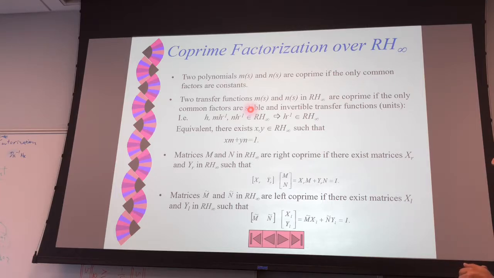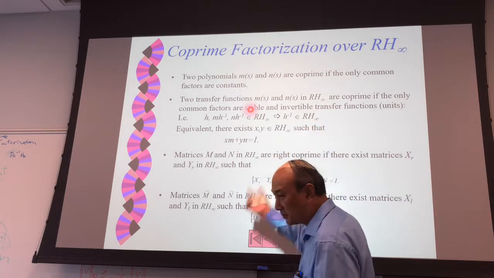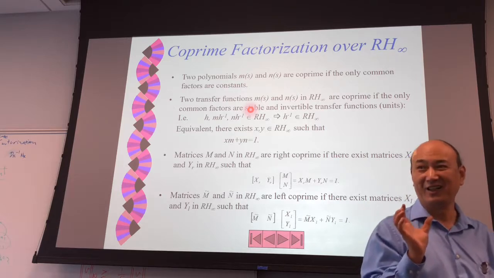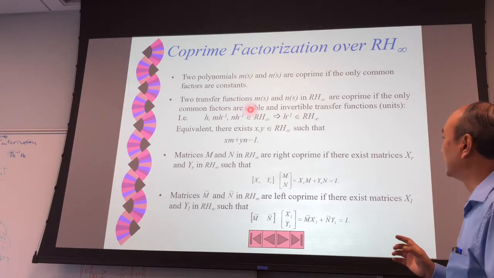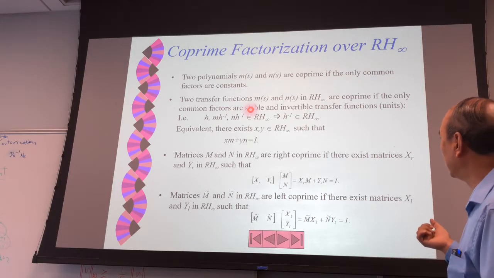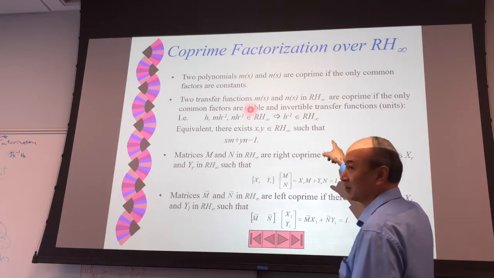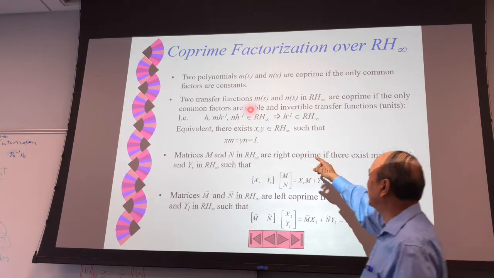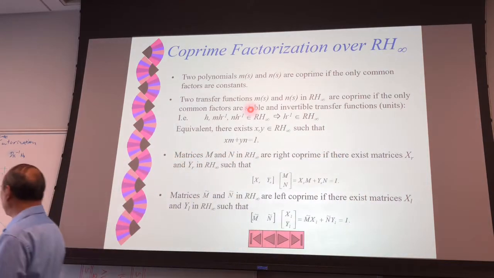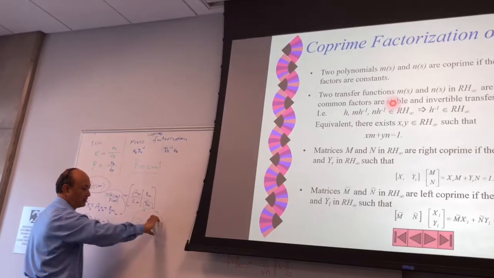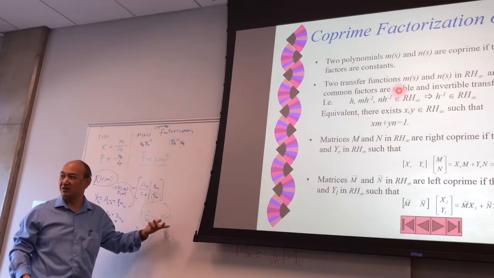So in other words, if you have common factors, they are stable; that is fine. Or you don't have any. Stable and invertible means H and H inverse can both be in RH infinity. This H can have relative degree 0, and its inverse also has relative degree 0. So this is in RH infinity, and the inverse is also in RH infinity.